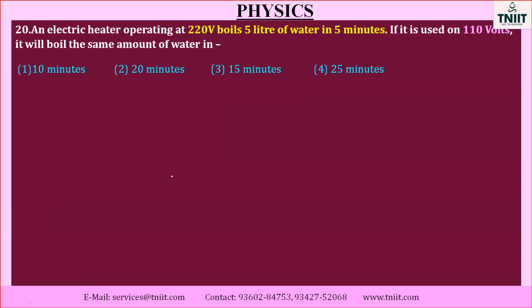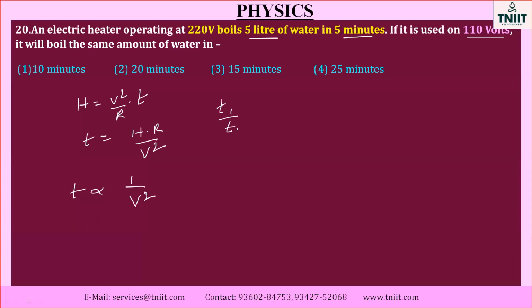A heater operating at 220 volts boils 5 liters in 5 minutes. Suppose if you are using 110 volts, what will happen? You know that heat energy is nothing but V squared by R into T, or T will be equal to H into R by V squared. Now clearly you can tell that time is inversely proportional to V squared. So what is T1 by T2? It is V2 by V1 whole squared.